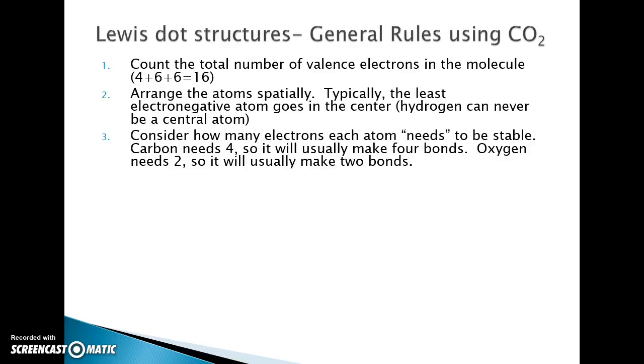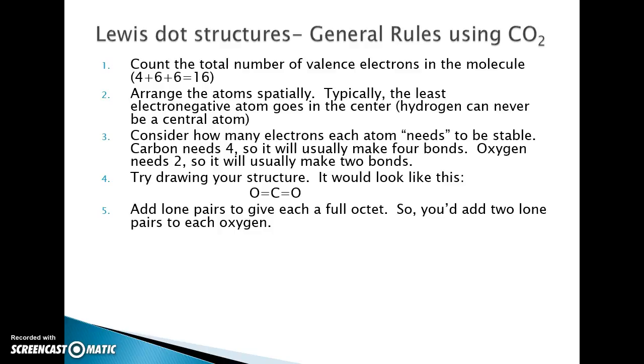Now, one helpful thing that you can do when you figure out how many bonds to put between elements is to consider how many electrons each atom needs to be stable. Remember that we're trying to satisfy the octet rule, so every atom is trying to get 8 electrons. Carbon needs 4 electrons, so it's going to tend to make 4 bonds. Oxygen needs 2, so it will usually make 2 bonds. This isn't a hard and fast rule, but it's a good place to start. Now, try drawing your structure. So if we followed these rules so far, it would look like this.